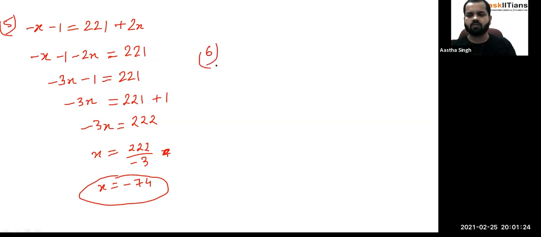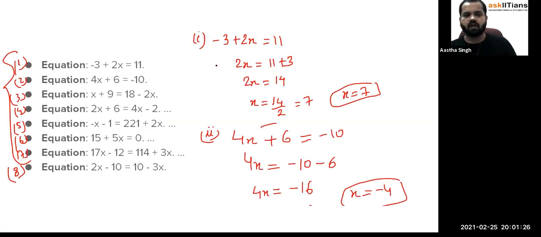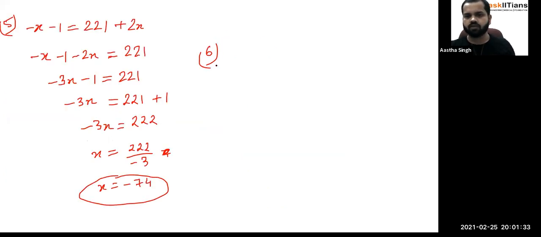Let us see your sixth question. I think you all have solved all the questions, right? Just match the answer. 15x plus 5 is equal to 0. Your question says 15 plus 5x is equal to 0, right?